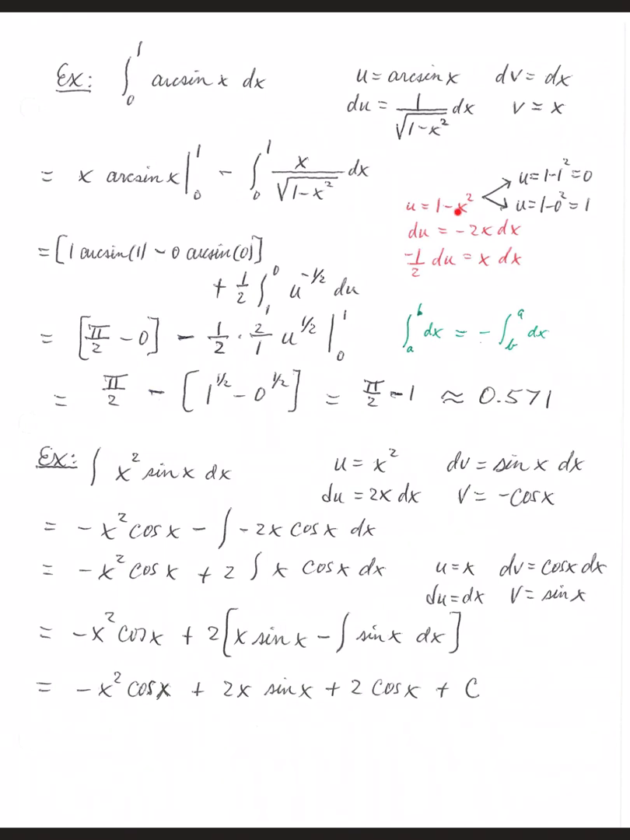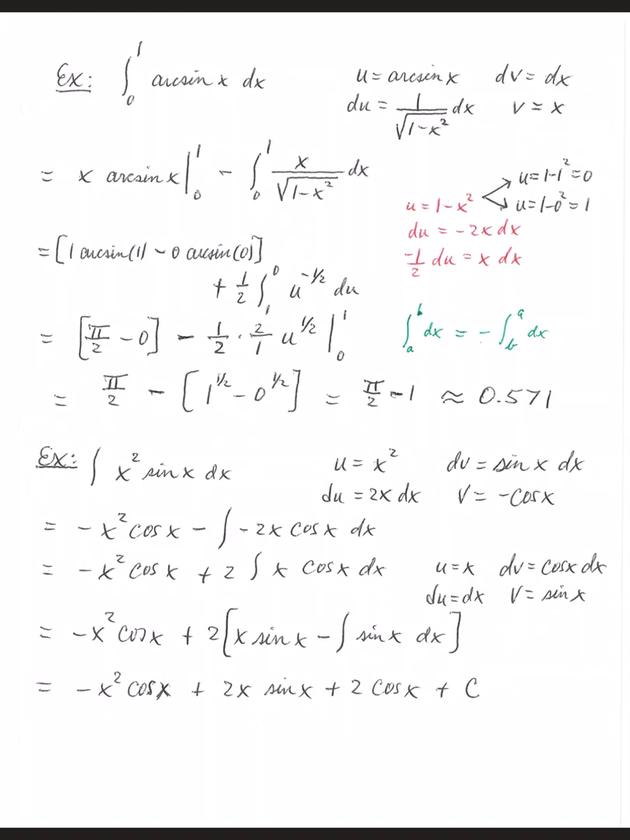The derivative will be negative 2x dx. Note that this problem has x dx. I'm going to divide both sides by negative 2, and x dx can be replaced with negative 1/2 du. If you use u substitution with a definite integral, then you've got to be careful to put your upper and lower limits through the substitution.